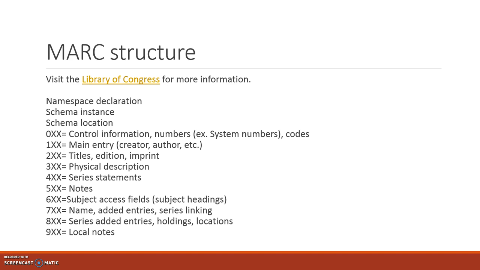Let's take a look at the structure of a MARC XML record. You're introduced to these categories earlier, the namespace declaration, the schema instance, and schema location. After you have all of that defined, then you jump into all of your metadata in the MARC fields.